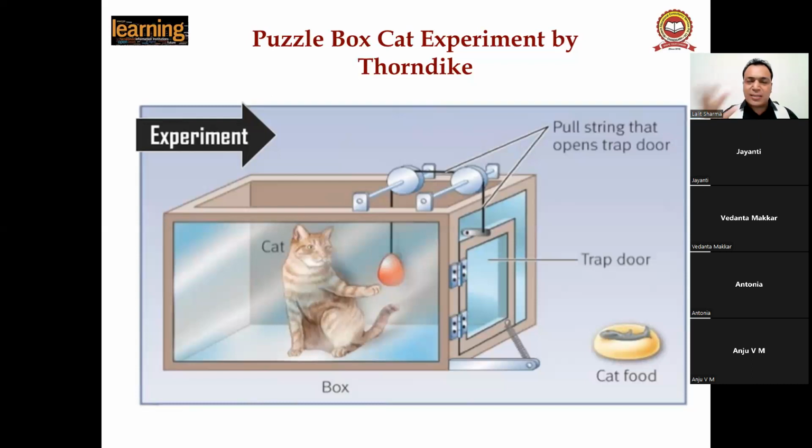She has come to know, she has learned, that when I press the lever, the door will open and I will come out of the cage. Now the cat had totally learned the skill of how to open the cage and get the reward. So guys, for this whole experiment, Thorndike gave the name trial and error because in his first experiment, the cat was making many errors.